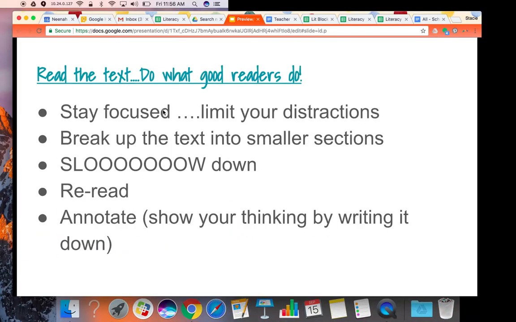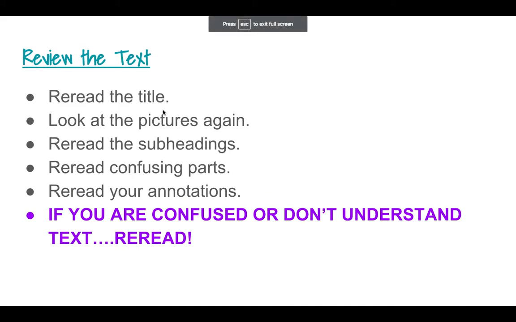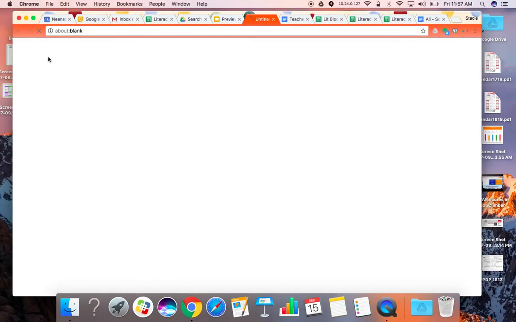And after reading the article, I review the text. I look at the title, the pictures, the subheadings, any confusing parts. I reread, and I reread my annotations. And if I get to the end and I'm really still feeling confused or don't understand, I reread the article. Let's take a look at what reviewing means.